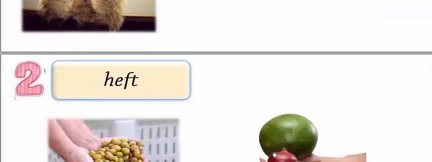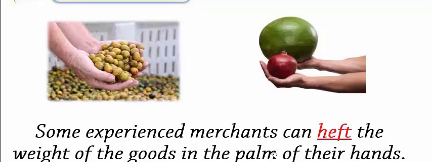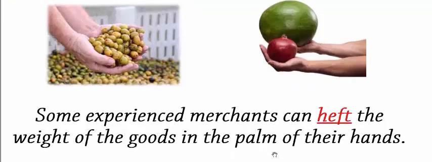I'll move to word number 2. Word number 2 is heft. Let's describe the pictures. In the 2 pictures we can see persons carrying or lifting olives, watermelon, pomegranate. Why do you think they are carrying them or lifting them? Let's read the sentence.